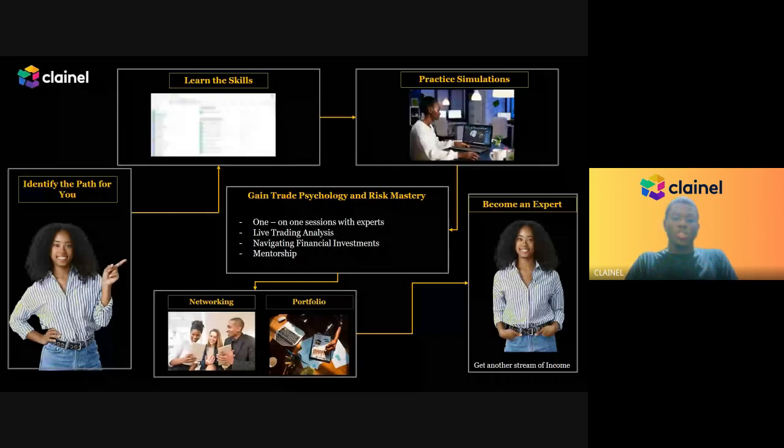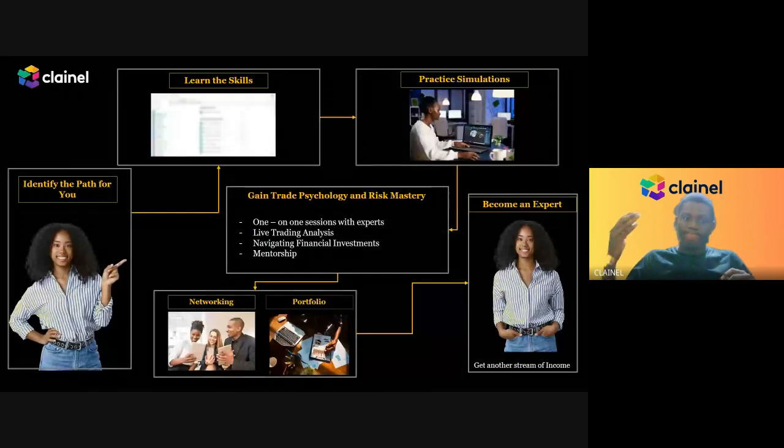Then mentorship also helps you gain trade psychology, because who are mentors? Mentors are people that have gone the routes that you want to go, that have gone through the paths that you want to go. They have learned lessons throughout the time they have been on that path, or they have made mistakes that they will not want you to make. So mentors are there to help you and guide you.